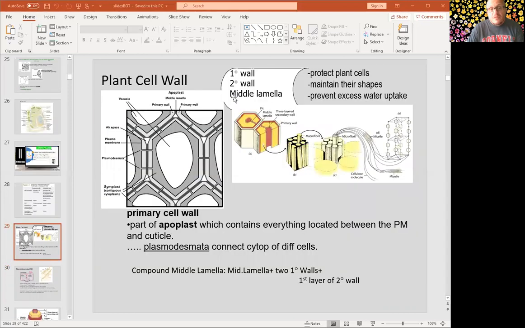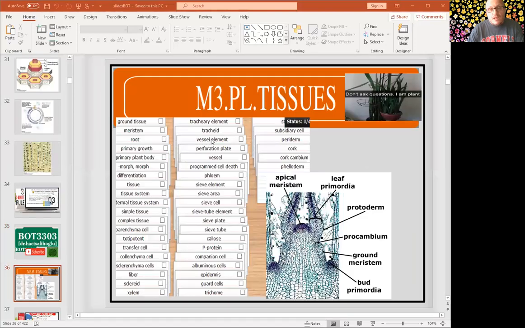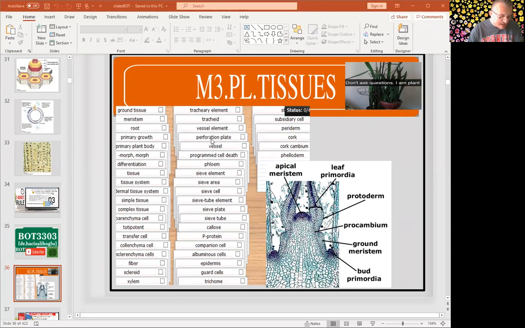Their cell wall is made of three layers: primary wall, secondary wall, and the middle lamella, which is the glue that holds them together. They have plasmodesmata, which are little holes that basically provide transport between neighboring cells. Tissues are made of several cell types, including parenchyma, collenchyma, sclerenchyma cells, or water conducting cells. That brings us to plant tissue.